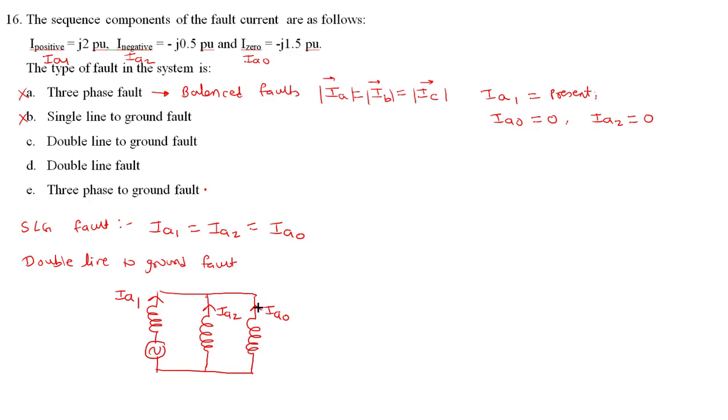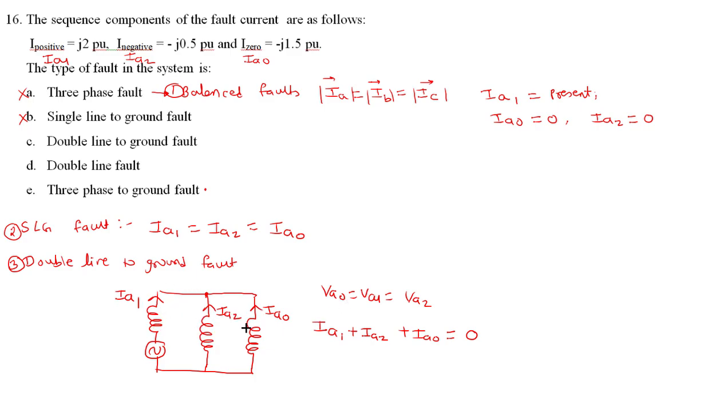If we assume the fault impedance as 0, then directly they will be connected in parallel. So VA1, VA2 and VA0 are all equal. VA0 equal to VA1 equal to VA2. And if we apply KCL at this node, all three are incoming. So IA1 plus IA2 plus IA0 will be equal to 0. So this is the condition for a double line to ground fault. So this is first the three-phase fault, this is second SLG, single line to ground, and this is the double line to ground fault.